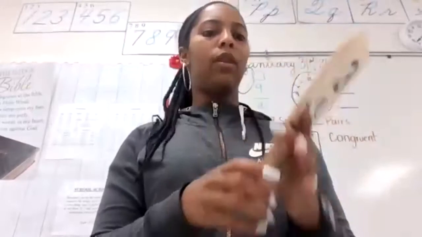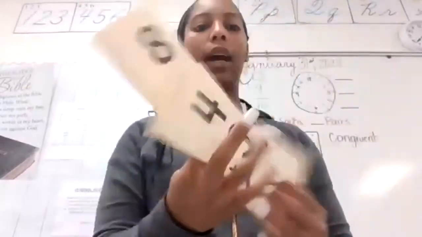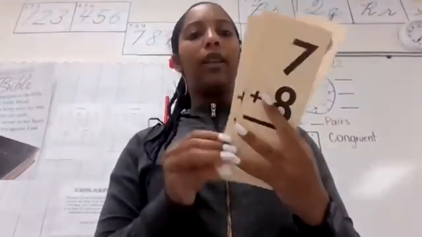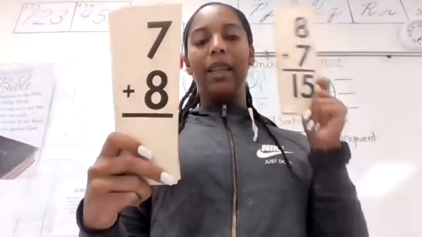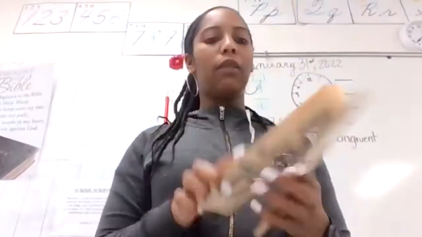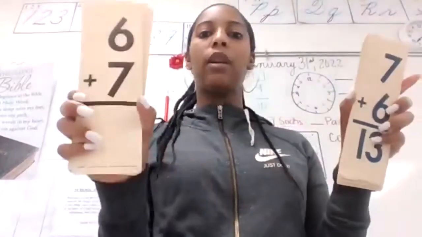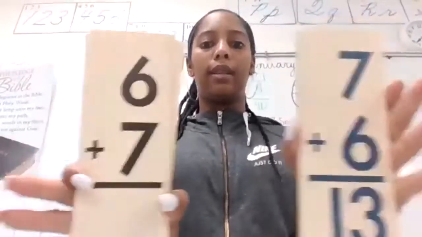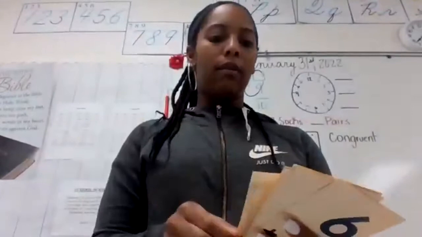Oh, now, so these were the same facts. So 8 plus 9 equals 17. Sorry, 7 plus 8 equals 15. Remember, they're twins. They're the same exact fact, okay? So we did this one. So 6 plus 7 equals 13. Same fact. Okay, next one.